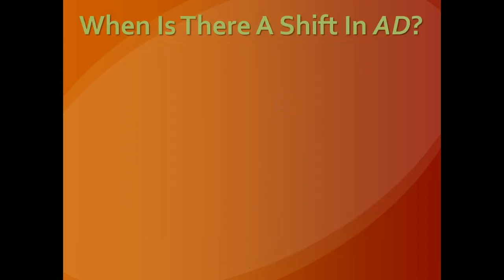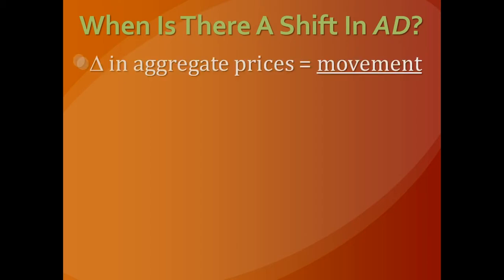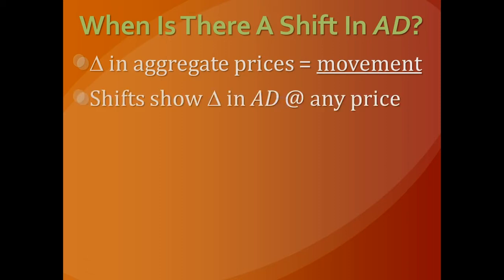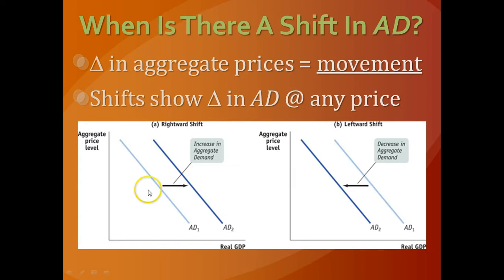Now, we do make a distinction between what's known as a shift in a curve and a movement along a curve. If there is a change in the overall price level, we say that's a movement along the curve. We just go from one point on the curve to the next. But sometimes the curves will actually move or shift either to the right or the left. That indicates that there is now a change in the amount of goods demanded at a certain price level. And so a rightward shift would indicate an increase in aggregate demand, whereas a leftward shift would indicate a decrease in aggregate demand.